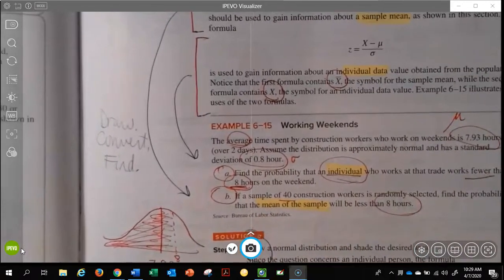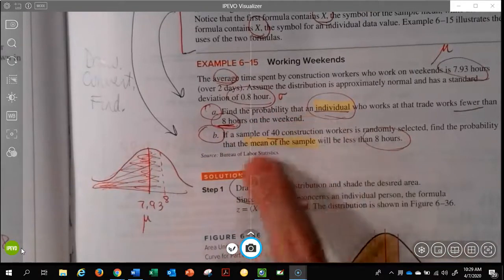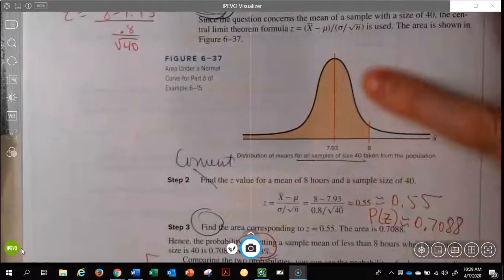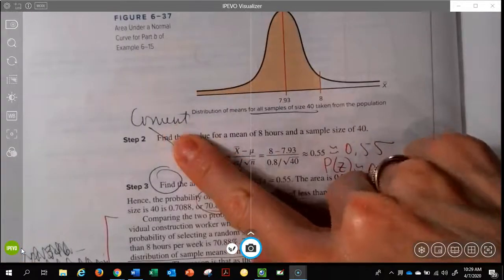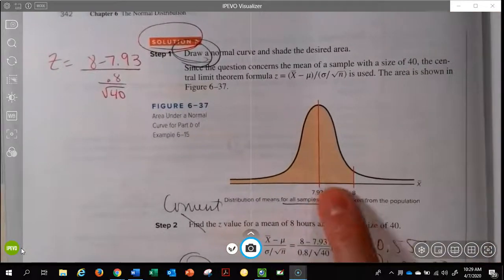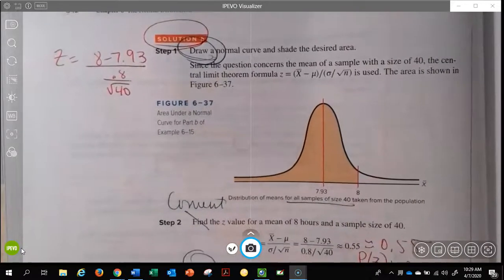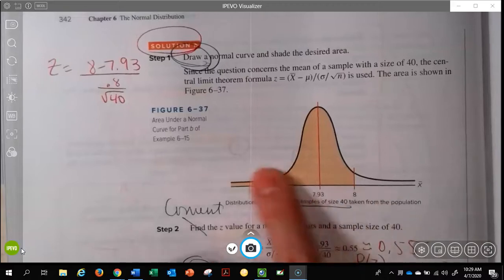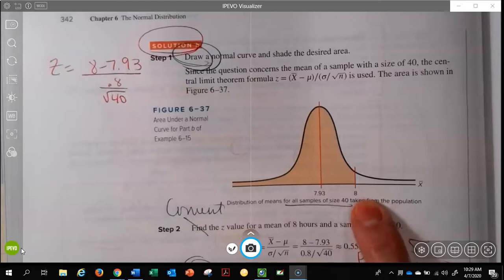Okay, wait a minute. This looks familiar. It's the same question, but now not for an individual, but for the mean of the sample. So if you turn the page, look with me on 342. Again, draw, convert, and then we'll find. So when we go to draw, it is the same drawing. It's more steep. I'm not going to be grading your drawing and how pretty it is. I just want to see the drawing and the shading, your mu, your sample number, or your mean's number.